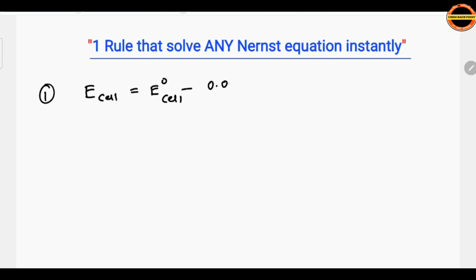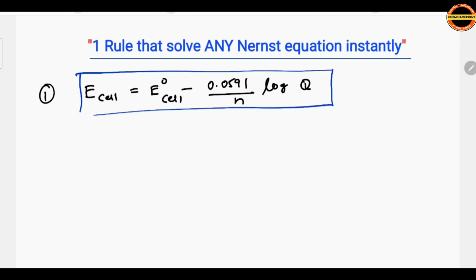minus 0.0591 by n, where n is equal to the number of electrons involved in the reaction, and log Q, where Q is equal to the reaction quotient. Q is the reaction quotient here. So observe the basic reaction.